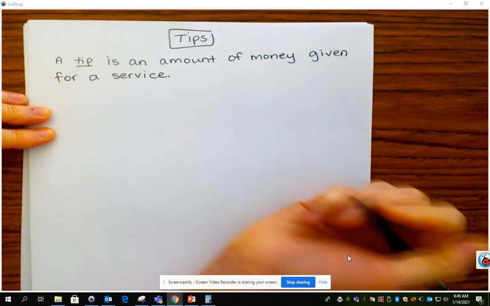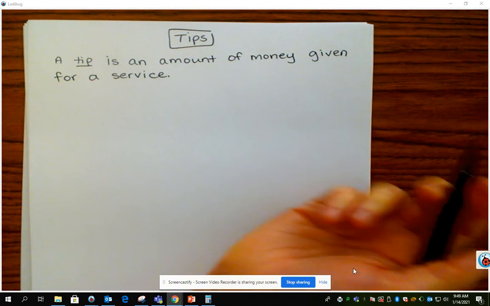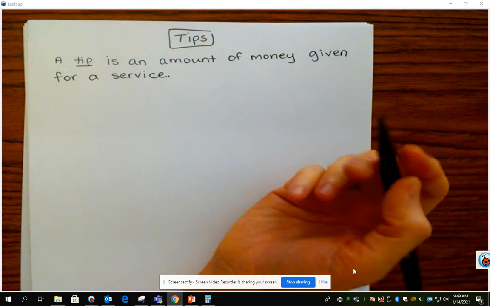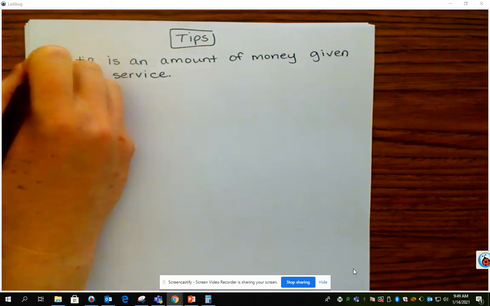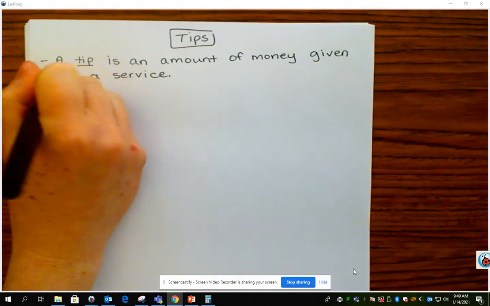And you'll often give a tip at a restaurant, at a salon, at a hotel, or for a taxi or a ride share. And we calculate a tip just like a markup or sales tax, as a percentage of the total bill.